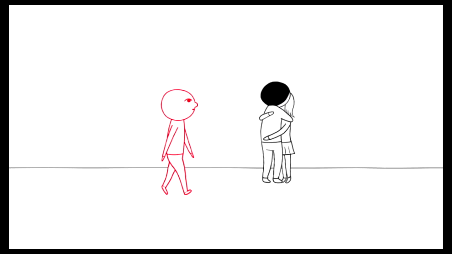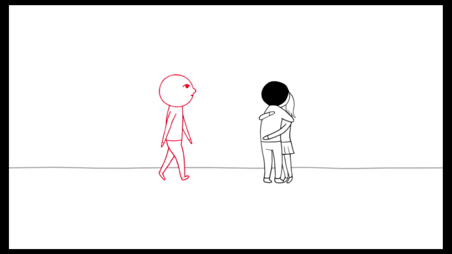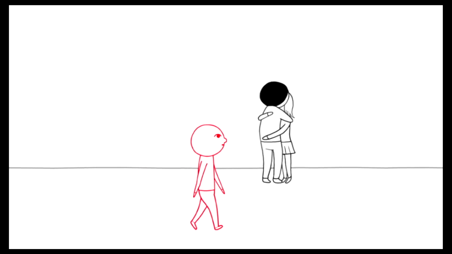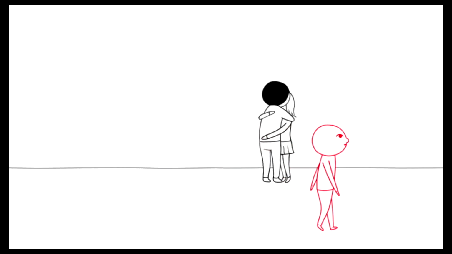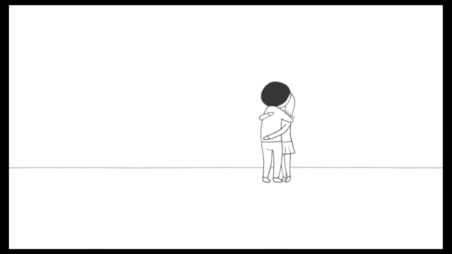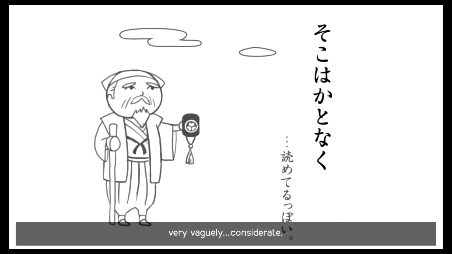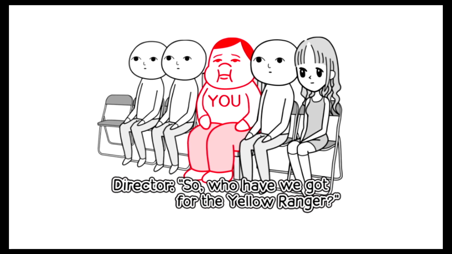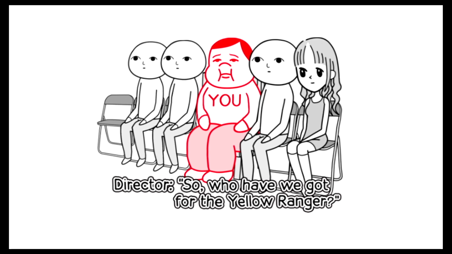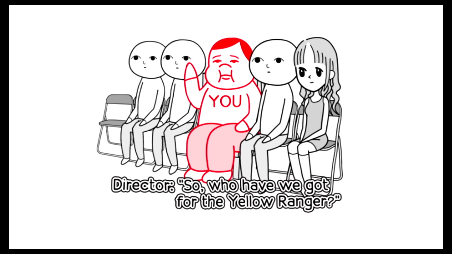Number 25. Oh, okay. So, I'm going to look the other way here. Yes, I'm going to give them wide berth here. All right, yeah, you do your thing. Very vaguely considered. Okay, I think I'm getting worse. Oh, man. Number 26. So, who have we got for the Yellow Ranger? Oh, okay. Me, please. I'll be the Yellow Ranger. That was not very considerate.